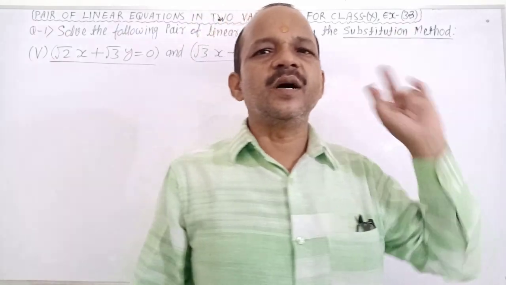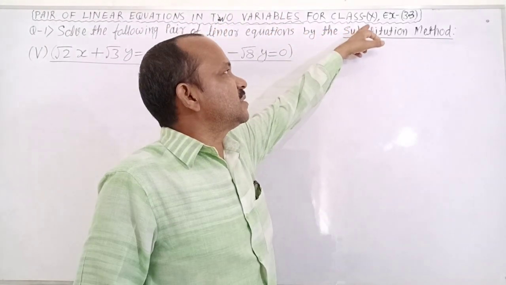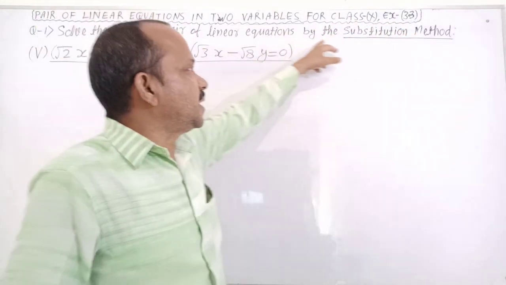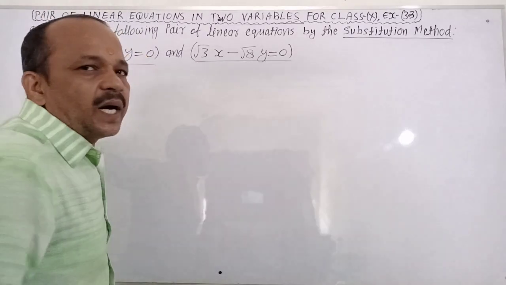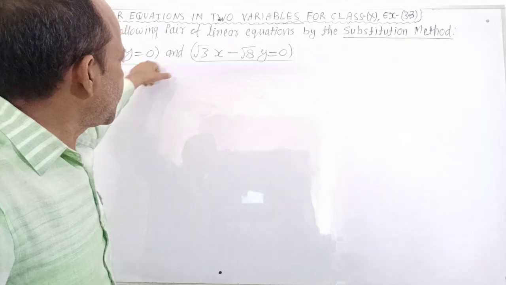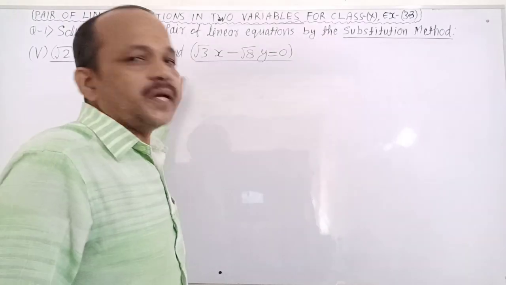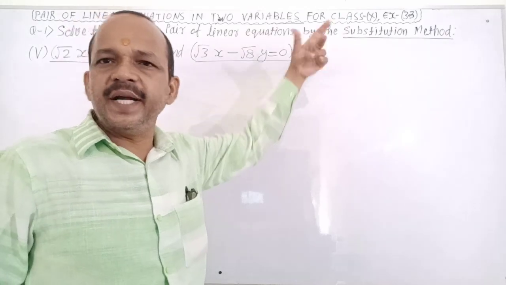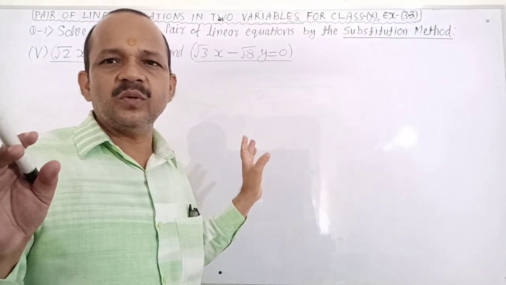Very good. See the pair of linear equations in two variables for class 10 exercise 3.3. Question first. Solve the following pair of linear equations by the substitution method. Question first part 5: root 2x plus root 3y equal to 0 and root 3x minus root 8y equal to 0. It is the given equation. You solve the given equations by the help of substitution method and find the value of x and the value of y. It is clear. No confusion about it. Very good.